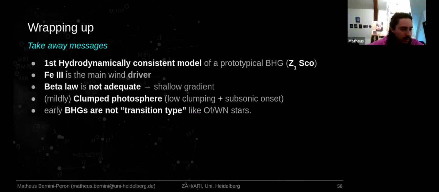And here, I guess the time is about to end, so I leave you with the conclusions. Essentially, that we now have, for the first time, a consistent model of a hypergiant, and all the structures and behavior that we inferred for the winds, and also that the hypergiants are not really a transition type to denser winds such as Of/WN stars, just like the Of stars. So that's it. Thanks a lot, and looking forward to questions and discussions.